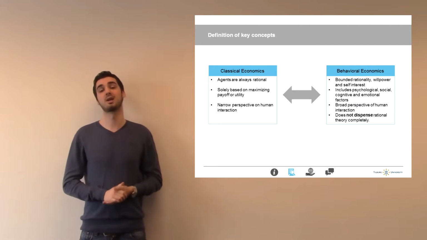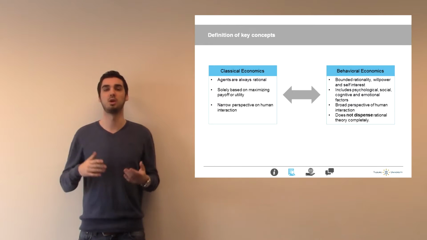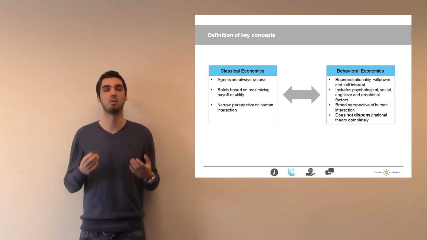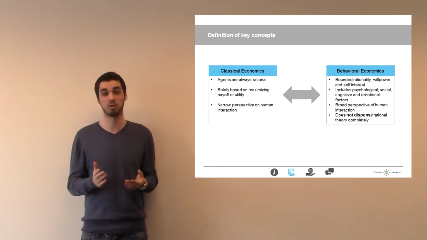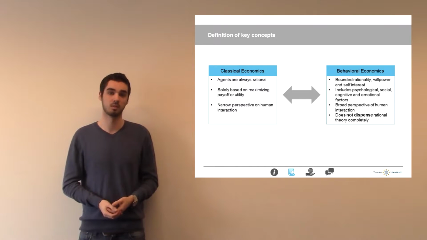And this can be explained by classical economics, because classical economics considers agents to be always rational, and they solely base their decision making on maximizing payoff or utility. It's more of a narrow perspective on human interaction.